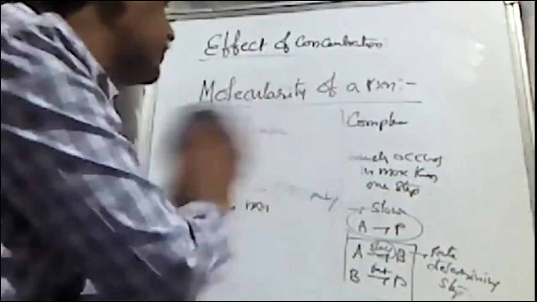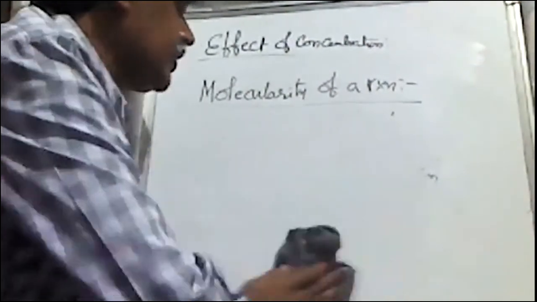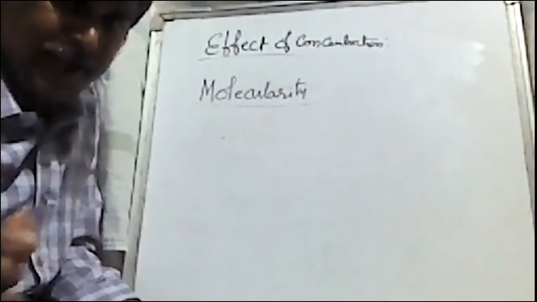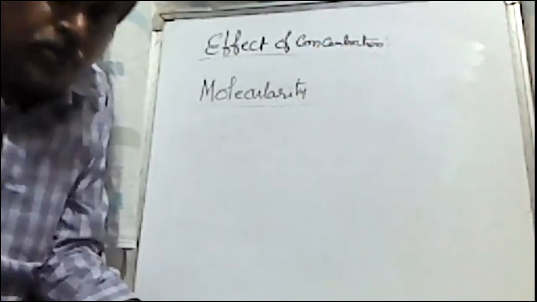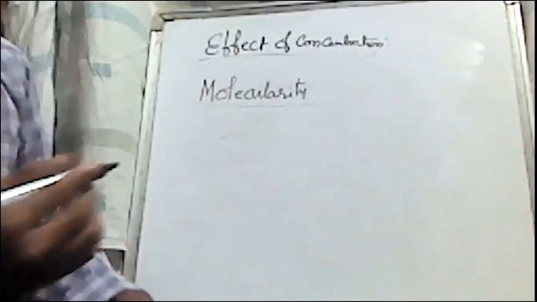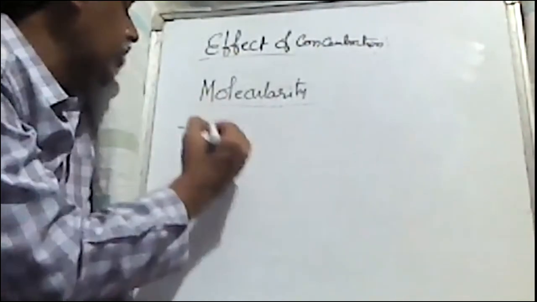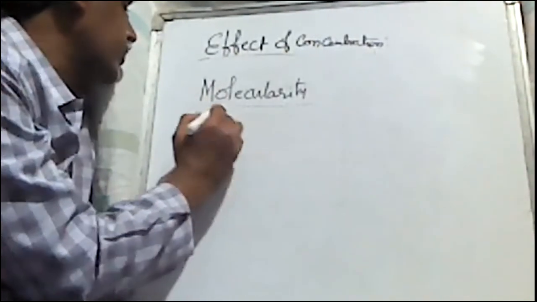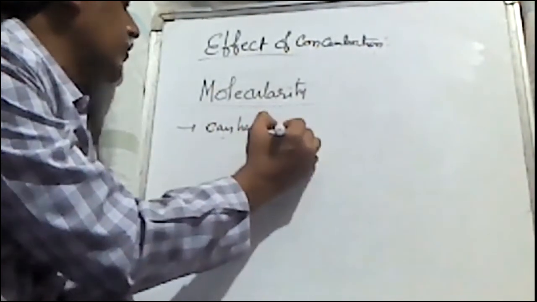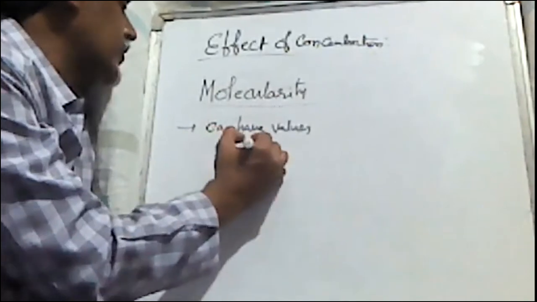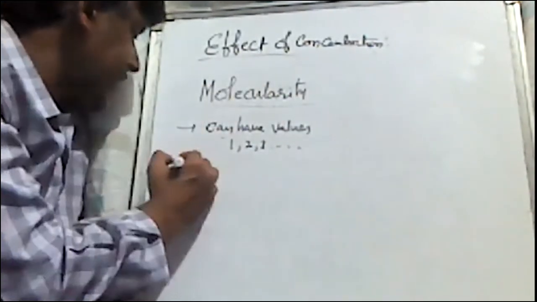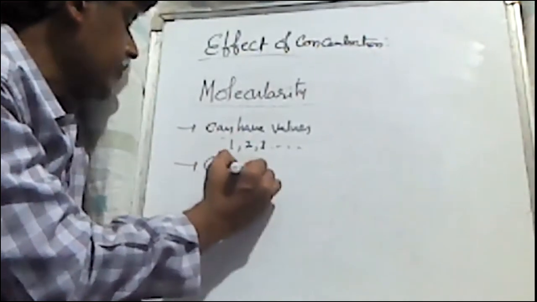And molecularity, we have already defined: it is the number of molecules participating in the rate determining step of a complex reaction. Now, this molecularity also can have values 1, 2, 3, 4, and so on. But it cannot be zero.